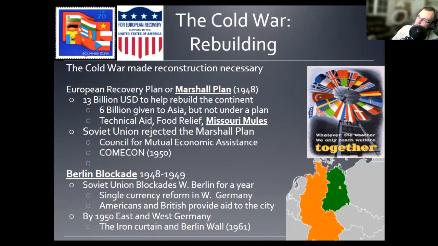Now, the Soviet Union rejected the Marshall Plan, and historians believe that part of the reason they supported the coup in Czechoslovakia was because Czechoslovakia had actually asked for some Marshall aid money.